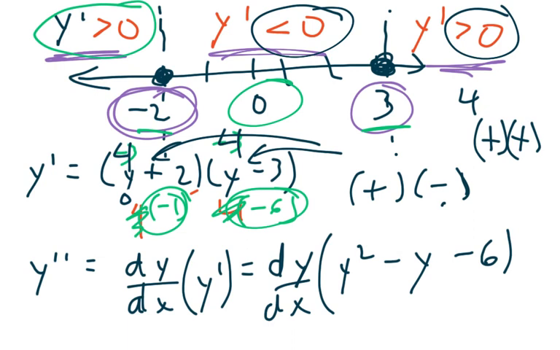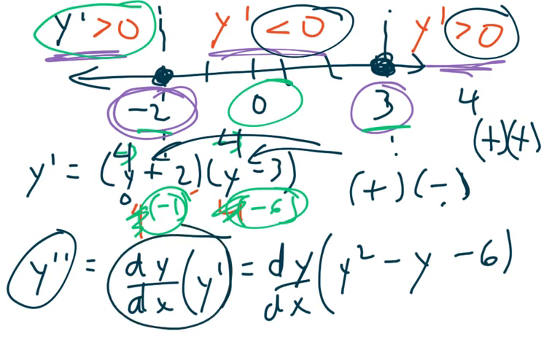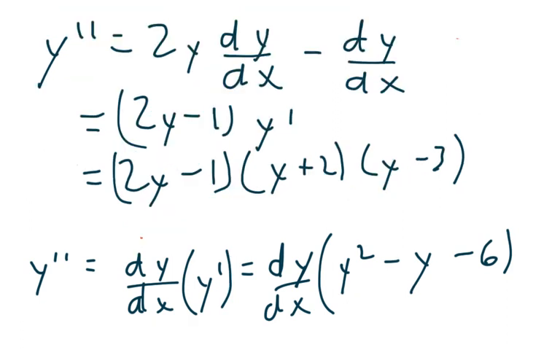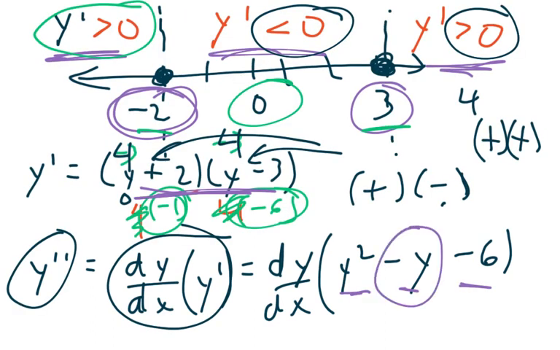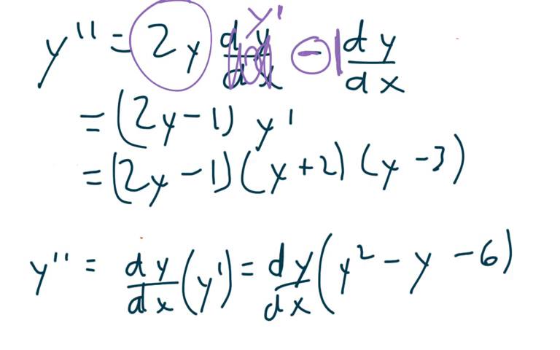So now what? Well, we got to take the second derivative. That means we take the derivative of y prime. And so what we're going to do here is multiply our factors together. Using the FOIL method, we're going to get y squared minus y minus 6. Now let's take the derivative of that. Well, the derivative of y squared is 2y times dy dx, which is really just y prime. Minus... and the derivative of minus y would be minus 1 y prime. And of course, the derivative of -6 is 0.